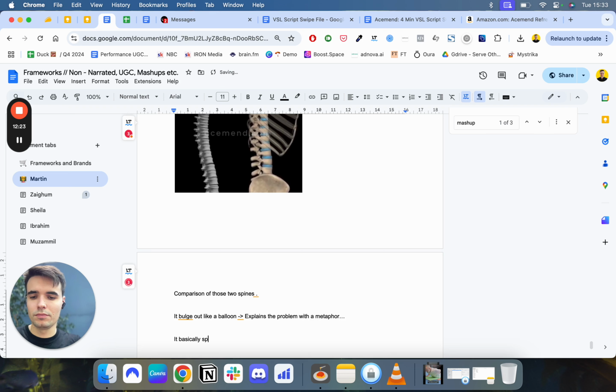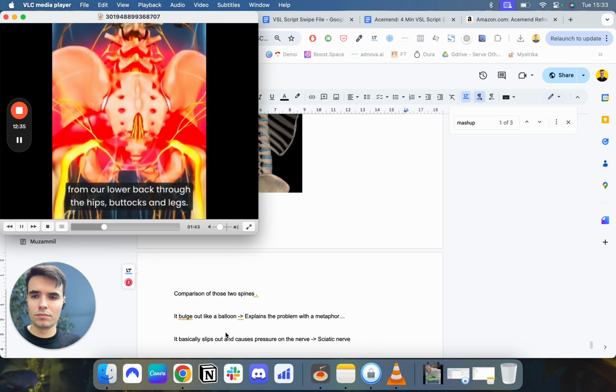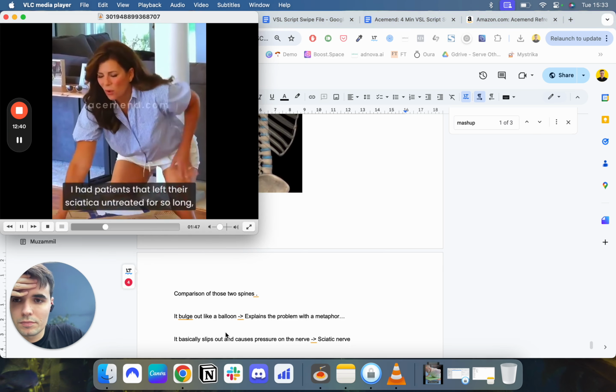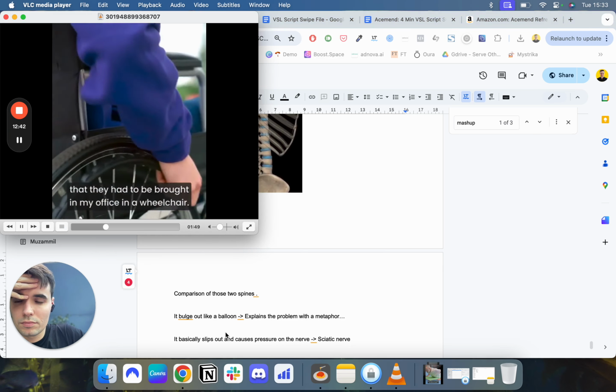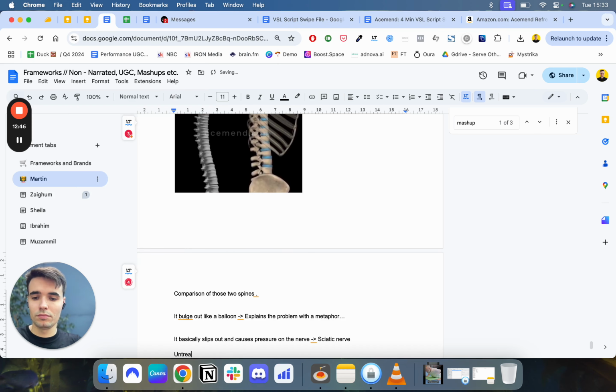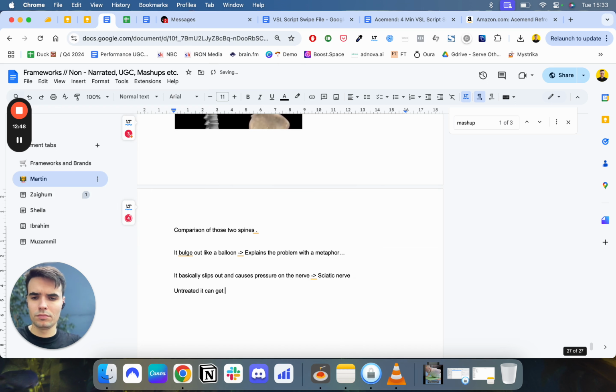And guess which big and long nerve is most likely to get pinched by a bulging disc? You got it. It's the sciatic nerve. And when a disc presses on it, it sends radiating, excruciating pain from our lower back through the hips, buttocks, and legs. I had patients that left their sciatica untreated for so long that they had to be brought in my office in a wheelchair. The pain gets so bad sometimes that it literally will not let you move. I'm sure some of the people watching know exactly what I'm talking about, unfortunately.